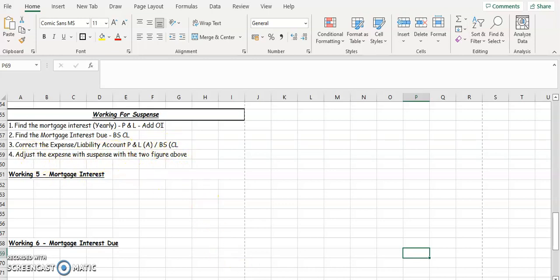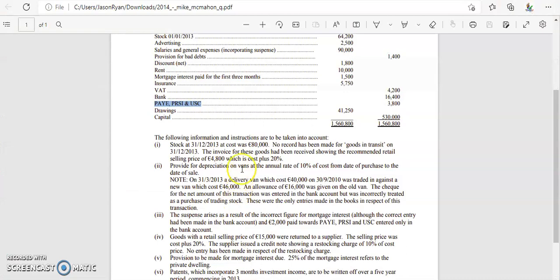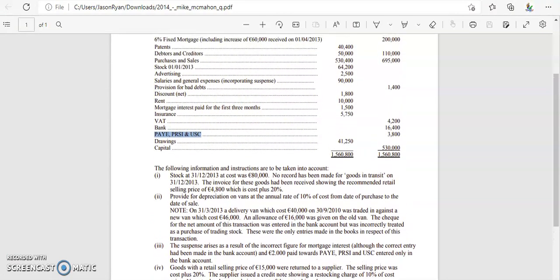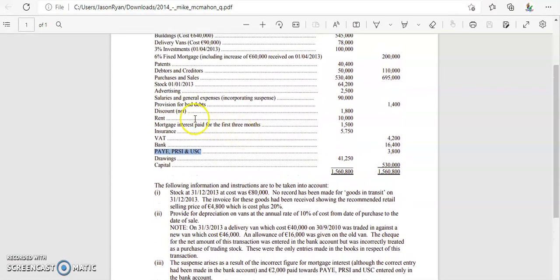And then we need to adjust the suspense figure. So what they've done is our accounts aren't balancing. So they're coming towards the end of the year, so they just threw it into an expense. So this salary and expenses includes our suspense. So we need to take our suspense out of our salary and expenses and put it into the 2 correct accounts, which is our mortgage interest paid and our PAYE, PRSI.